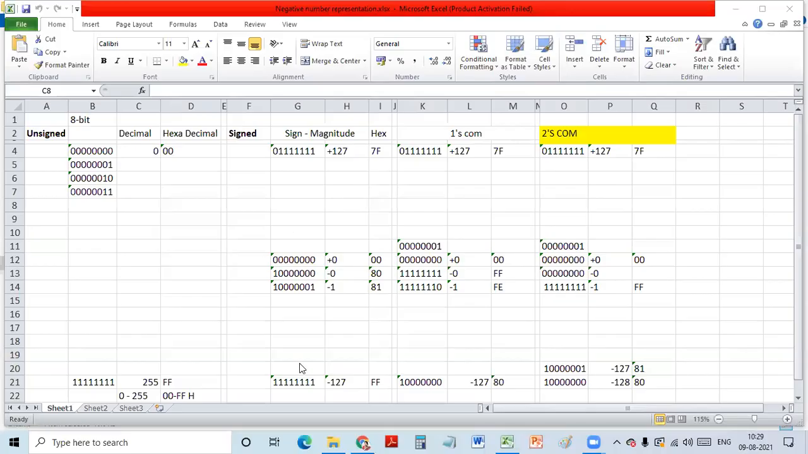So we have seen that +0 is different from -0 notation. For +0, all the magnitude bits are 0, and the most significant bit, which represents the sign bit, is also 0. But for -0, apart from the magnitude bits, the most significant bit that represents the sign is 1. So this is the +0 notation in sign magnitude form, and this is the -0 notation in sign magnitude form.